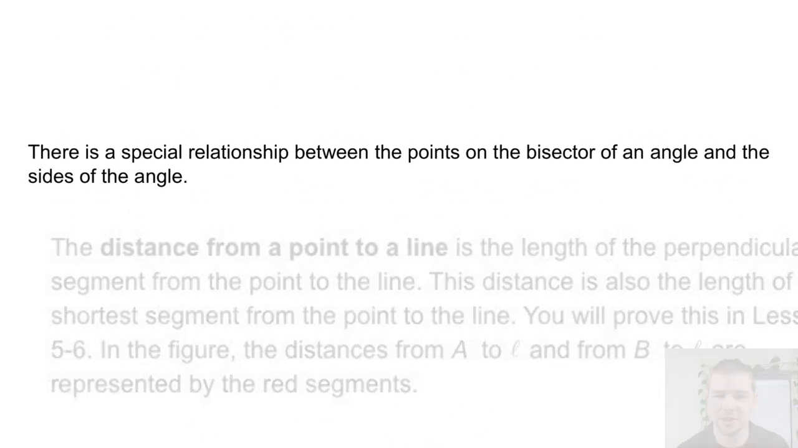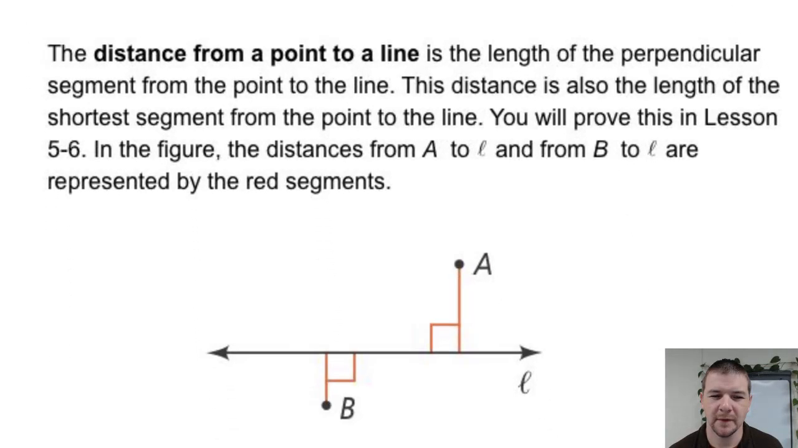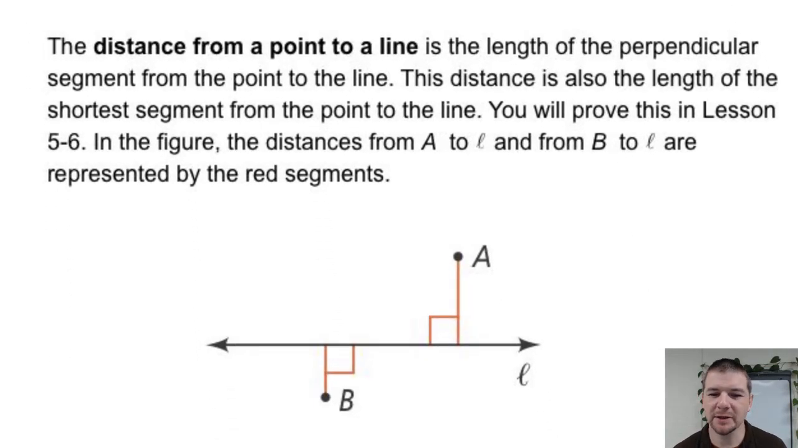There is a special relationship between the points on the bisector of an angle and the sides of the angle. The distance from a point to a line is the length of the perpendicular segment from the point to the line. This distance is also the length of the shortest segment from the point to the line. You will prove this in lesson 5-6.